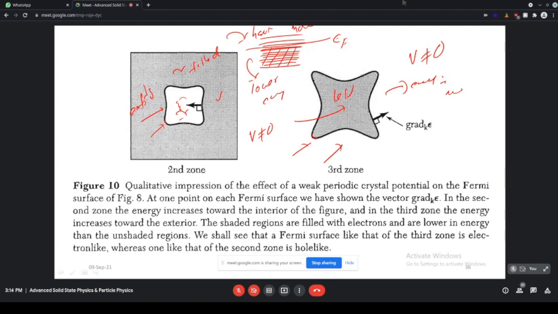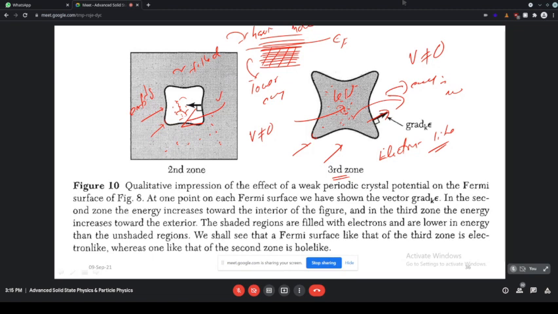Okay, let us consider these shaded regions are filled with the electrons, and therefore these are lower in energy. And these unshaded regions which are empty, these have high energy. Okay, and because all these energy levels are filled, such a Fermi surface, being the third zone Fermi surface, is known as electron like structure, because these are electrons filled in this, and this is the gradient of energy, which is representing that energy is increasing from interior to outside. And here, because these are the filled energy levels, these are lower in energy, and these energy levels are high, therefore this is just the representative.